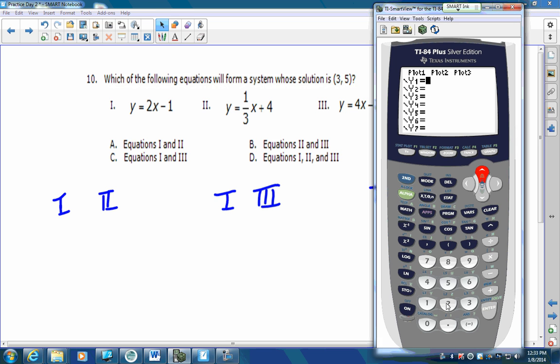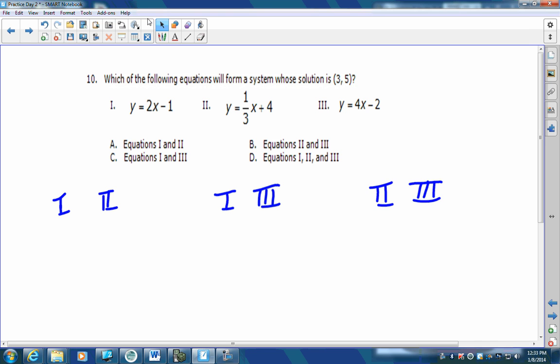I'm going to start here with 2x minus 1, and then I have 1/3 x plus 4. I'm going to press second graph and see if (3, 5) is a solution. (3, 5). Sure is. So 1 and 2, this one works. Let me mark it. This one works.